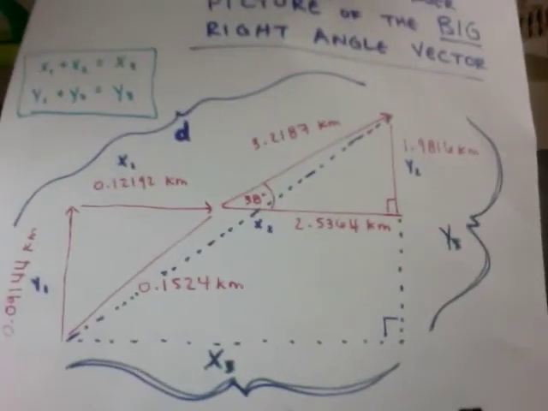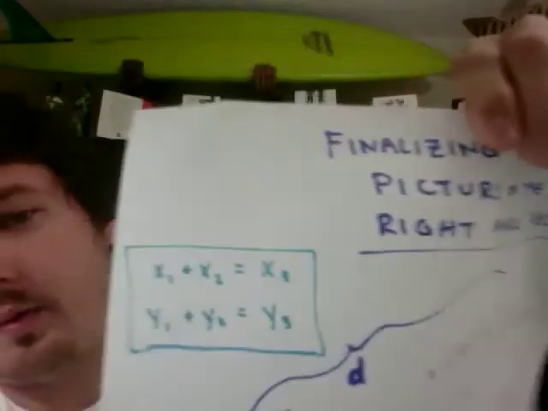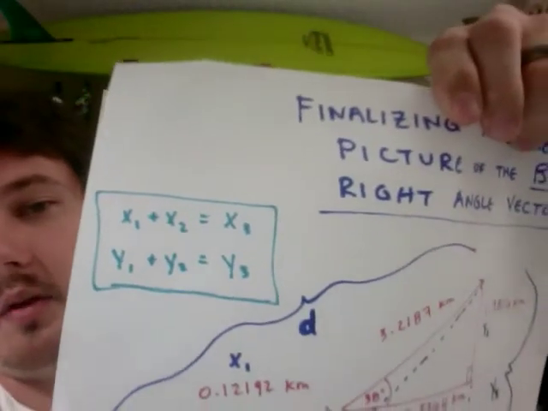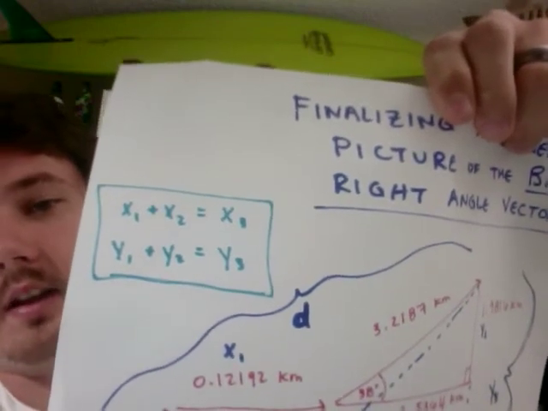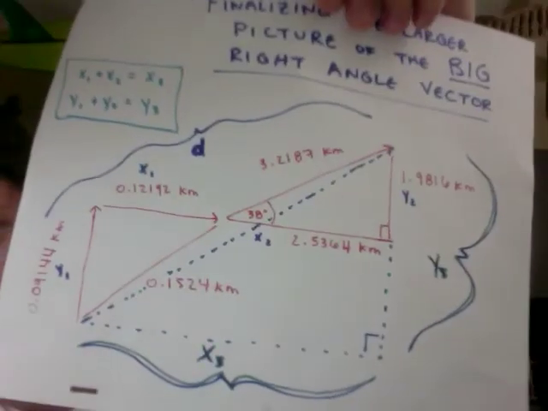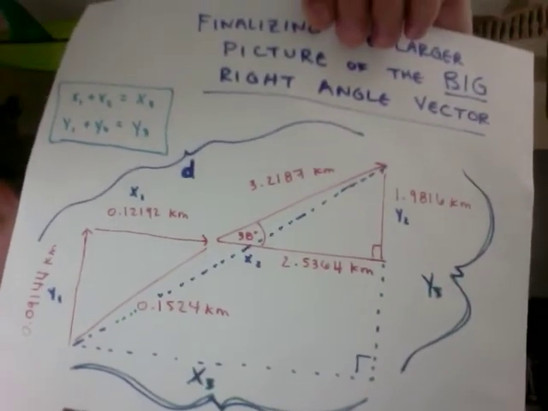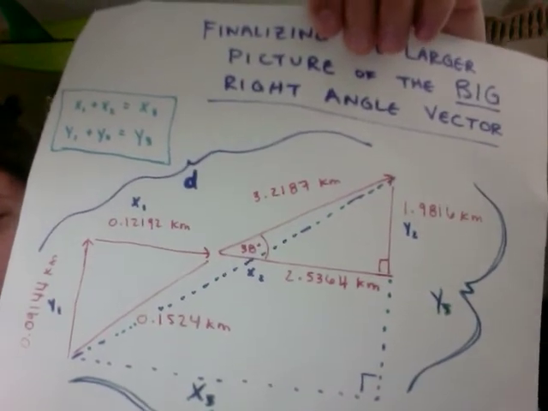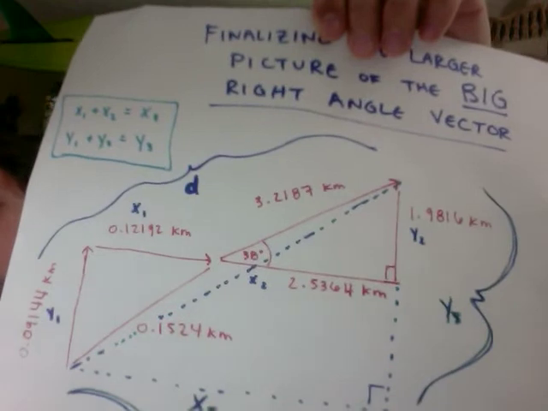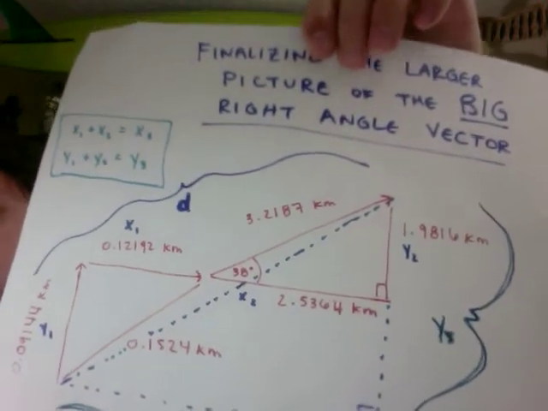Now to finalize it and get our overall picture, because we need to know the total distance, we know that x1 plus x2 equals x3, and y3 is y1 plus y2. So what I've set up here in blue, on the left I have y1 and x1. y1 is vertical, x1 is horizontal for the left triangle, and then for the right triangle, x2 is horizontal and y2 is vertical.